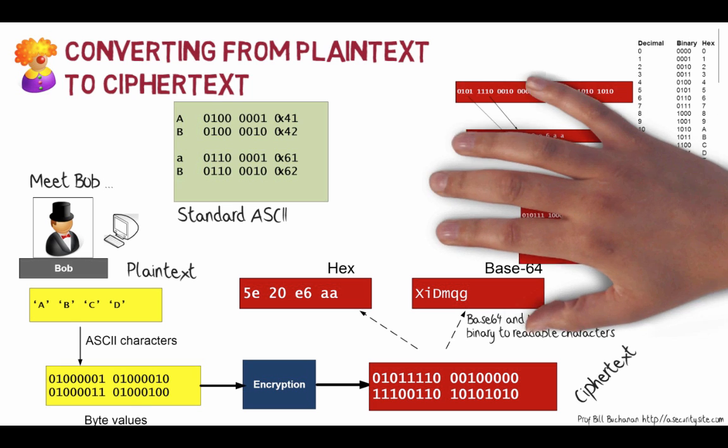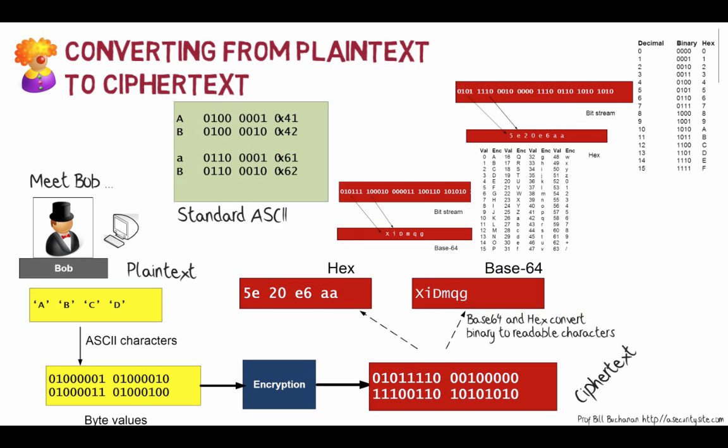Base 64 is slightly different in that we take 6 bits at a time and then we look up the value for the 6 bits and we convert that into a base 64 character. In this way we can represent a binary stream in terms of standard character sets.